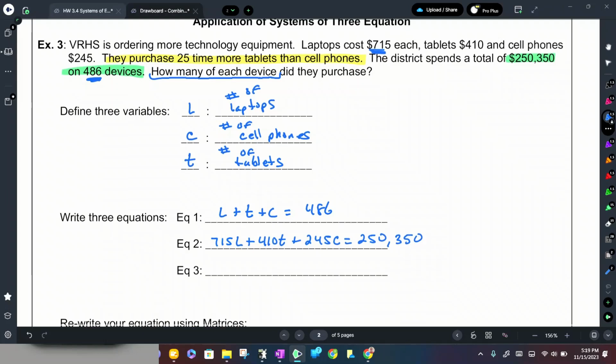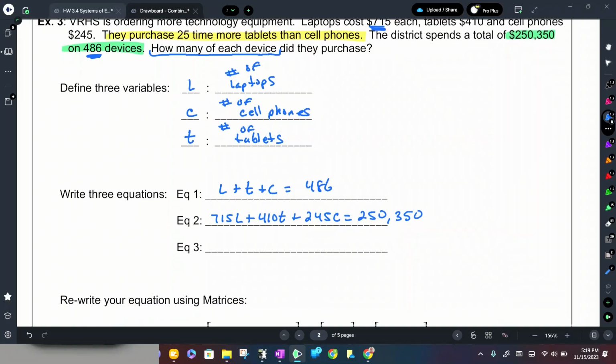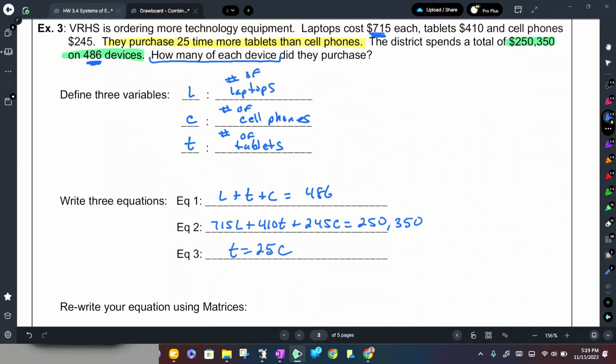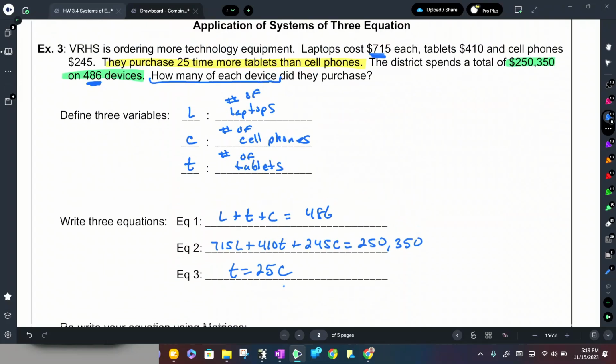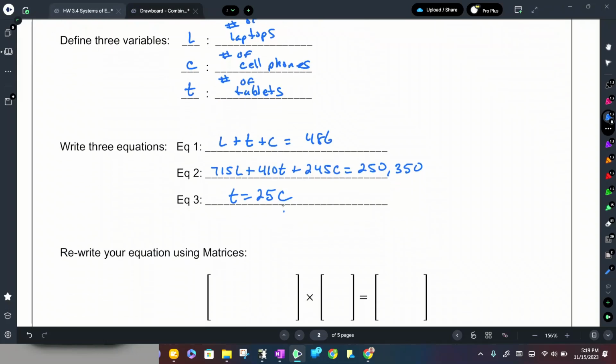So that equation was a little more challenging, but like always, our last equation is going to be the most difficult. It says they purchased 25 times more tablets than cell phones. My equation for this is T equals 25C. So however many cell phones they purchased, we're multiplying that by 25, and that gives us the number of tablets. If I ordered one cell phone, we'd have 25 tablets. So if C was 1, that means that tablets is 25. And so that's how we're going to set that up.